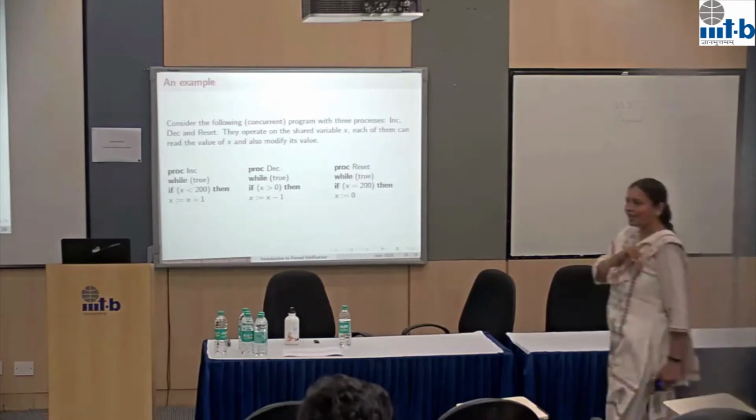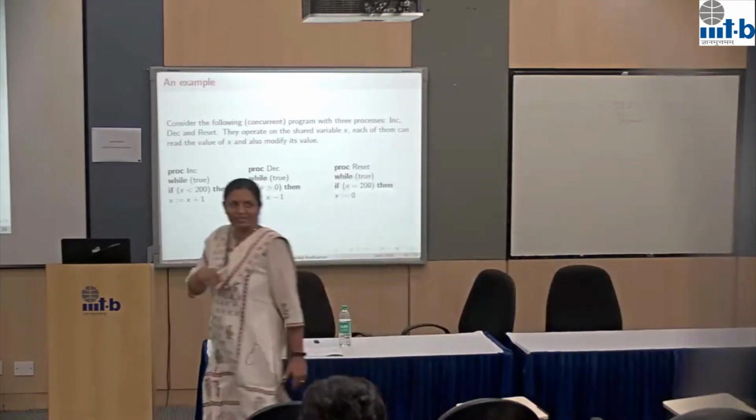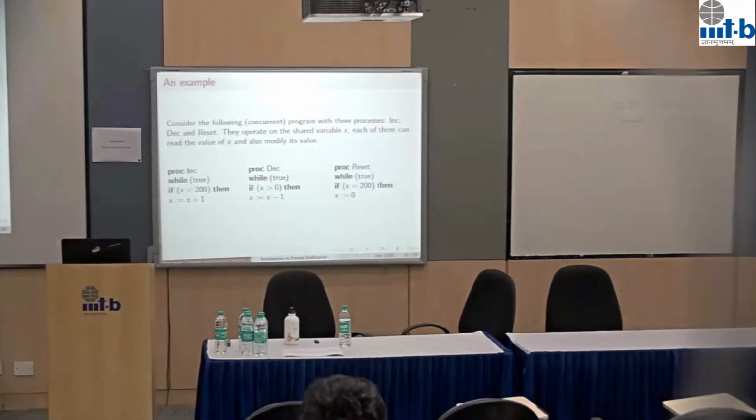So the answer was there is a race condition. What is the race condition? We'll have to understand. If the initial value of x is more than 200, then what will happen? None of these will be able to run. It'll get stuck maybe. Oh, the second one will run. Yeah, sorry. So that's why that other observation is also important. It depends on what the initial value of x is. So you can assume that it is 0 or some value less than 200. Then will it be true?